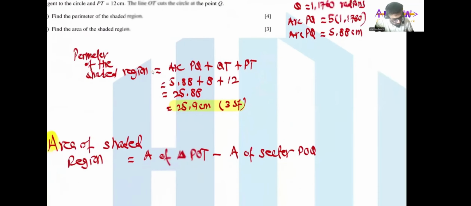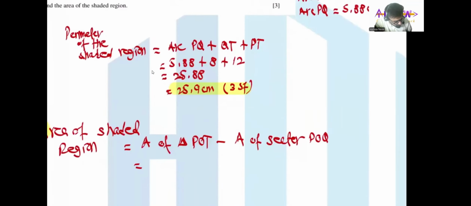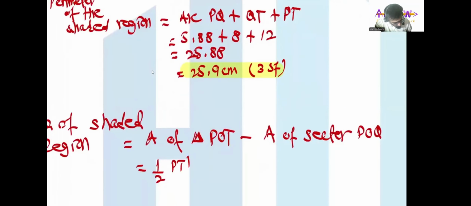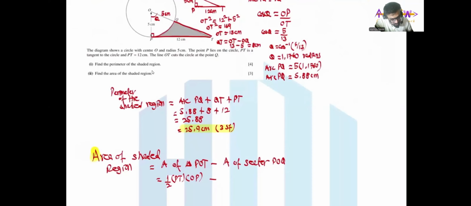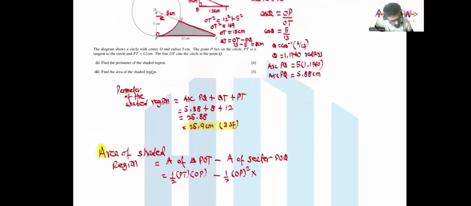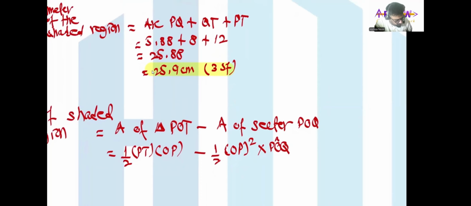In order to find the area of triangle POT, simply what you can do is half into base into height, meaning half into PT length into OP length. This will give you the area of triangle POT, whereas the area of the sector is half multiplied by r square multiplied by theta. So half multiplied by OP square into the angle theta, which is POQ.